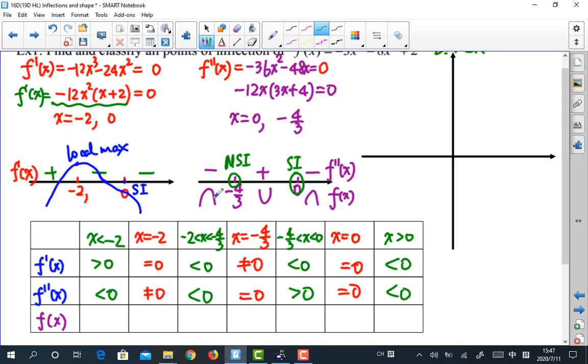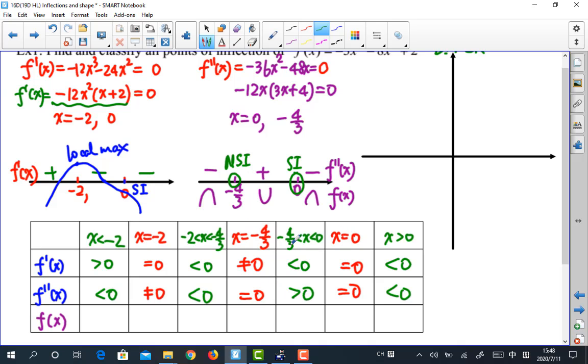Right now, let's look at these two sign diagrams for the first derivative function and the second derivative function. We just put down the signs on each interval. When x is less than -2, the first derivative is positive, the second derivative is negative. At x equals -2, the first derivative is 0, the second derivative is not 0. On the interval from -2 to -4/3, the first derivative is negative, the second derivative is still negative. At x equals -4/3, the first derivative is not 0. The second derivative is 0.